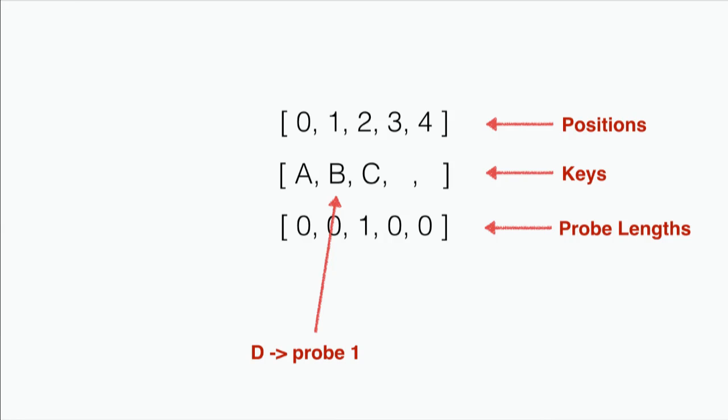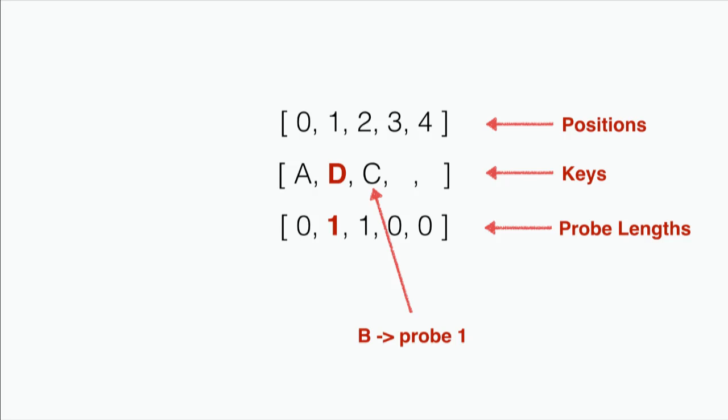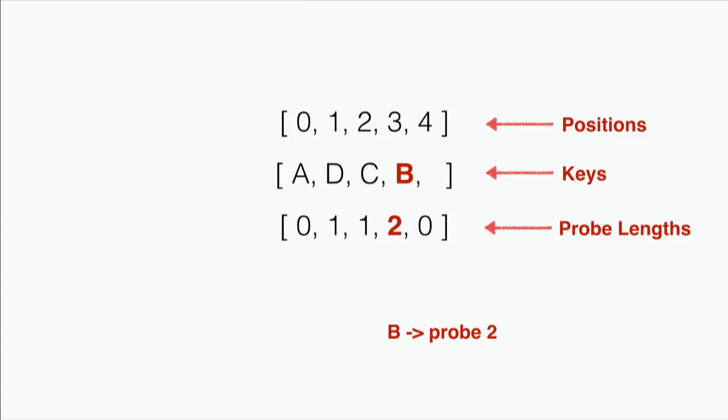And we look at B, and we notice that B's probe length is 0. So we're like, B, get out of there. D's going here. You can move over. So B then looks at C and says, oh, somebody's already there. But C has a probe length of 1, and B now has a probe length of 1. So I'm just going to have to go to the next position over. B's probe length is now 2, which I mark. And this is how we're basically inserting things into the hash table.